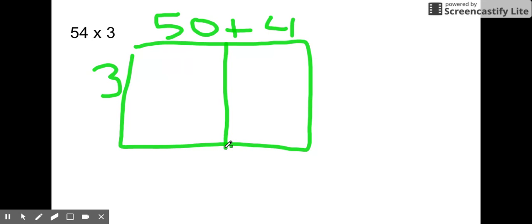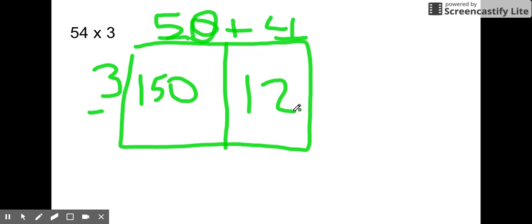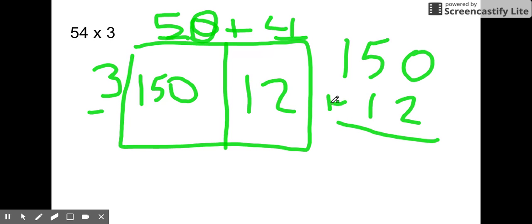Now I'm going to multiply my top numbers times my side numbers. I know that 5 times 3 is 15. I have a 0 in my problem, so I'm going to add a 0 to my answer. I'm going to come to the next top times side, and I know that 3 times 4 is 12. I've filled in all of my boxes, so now I'm going to add them all together. 150 plus 12. I know that 0 plus 2 is 2, 5 plus 1 is 6, and 1 plus nothing is 1. So that tells me that 54 times 3 must be 162.